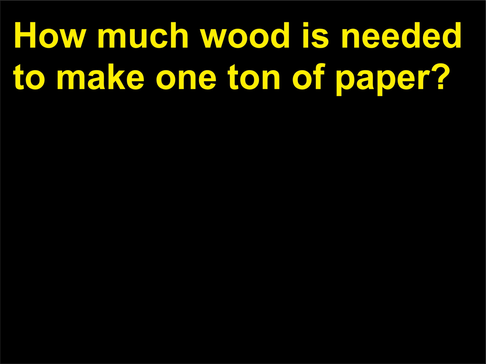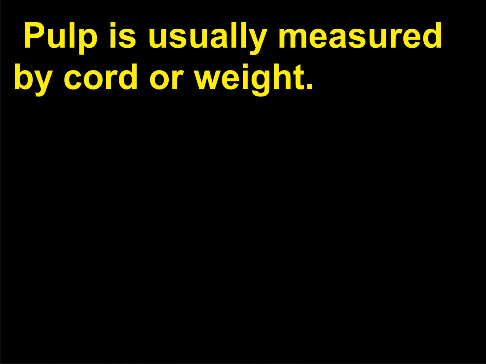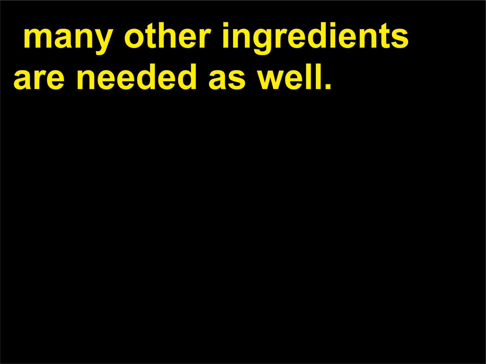How much wood is needed to make 1 ton of paper? In the United States, wood pulp is usually used in paper manufacturing. Pulp is usually measured by cord or weight. Although the fiber used in making paper is derived overwhelmingly from wood, many other ingredients are needed as well.